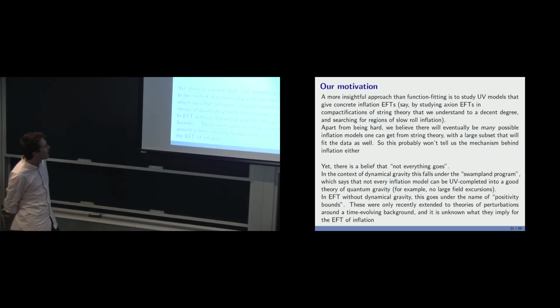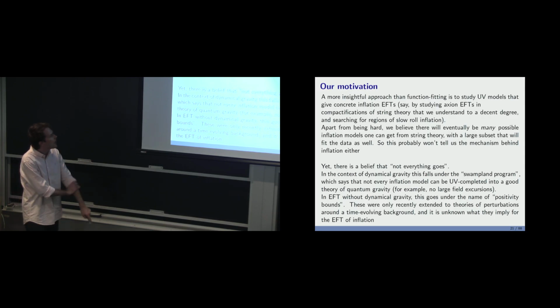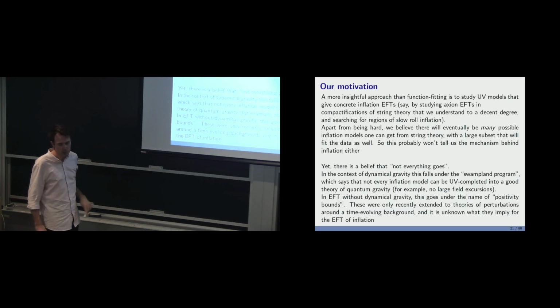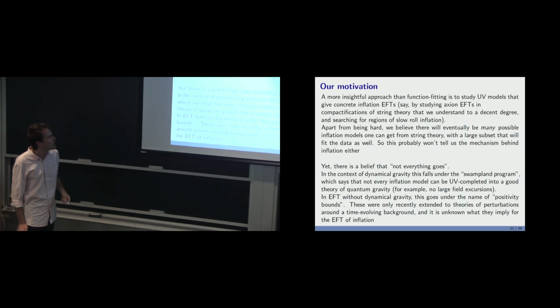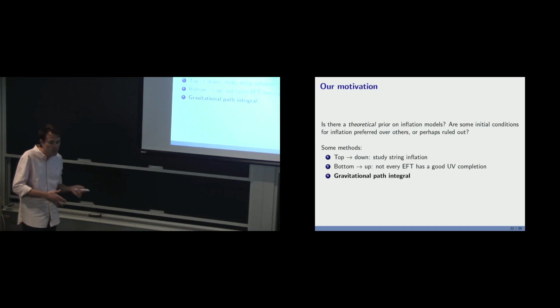Yeah, and so in effective field theory without gravity, this goes under the name of positivity bounds, which have a long story, and that's actually what I talked about last time when I was here. But they were only recently extended to theories of perturbations that spontaneously break Lorentz symmetry. And right now it's unknown what they imply for the EFT of inflation, which I think would be a very interesting thing to look at. So the question is: is there some theoretical prior on this zoo of models? Can we put order into the zoo? Are there some initial conditions for inflation that are preferred over others, or maybe you can theoretically rule some out?